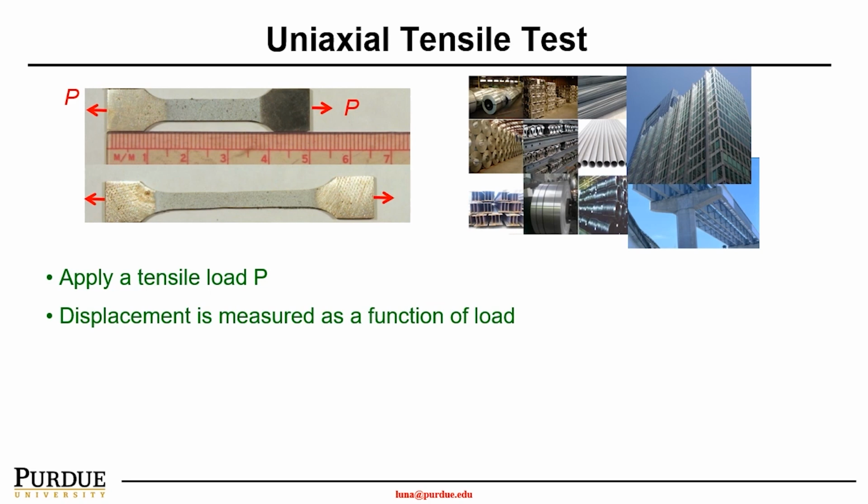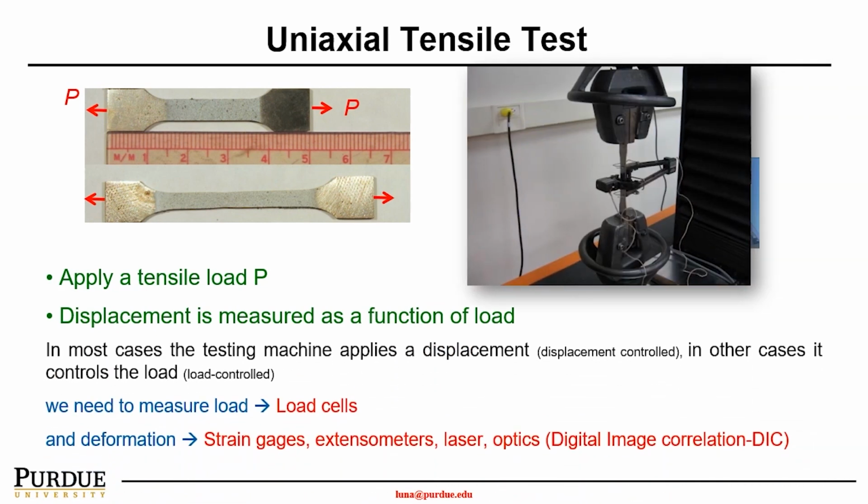For the uniaxial tensile test, it's important to understand that we apply a tensile load, outwards, to extend the material, and the displacement is measured as a function of the loading. In most NDT testing cases, the testing machine applies a displacement. In other cases, it controls the loading. It depends on the type of testing setup. Sometimes it controls the deformation, and sometimes it controls the loading.